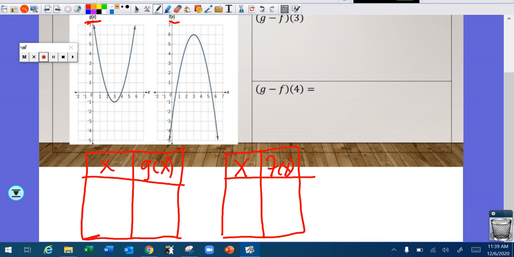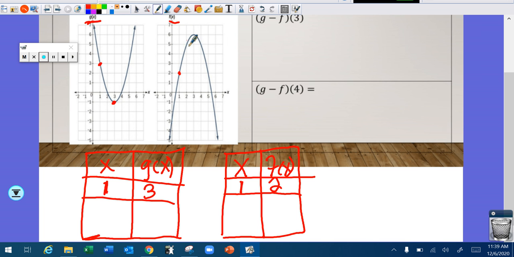All right, so it looks like these both have values at, and I'm going to do the lowest value first. They seem to have a y value both at 1. So I'm going to use 1 for this one. So 1, looks like if I go up here, it's at about 3. And then if I do 1 for my f table, then it looks like it's at about 2. That point's right there. And this point is right there. So it looks like they both have a value at 3.